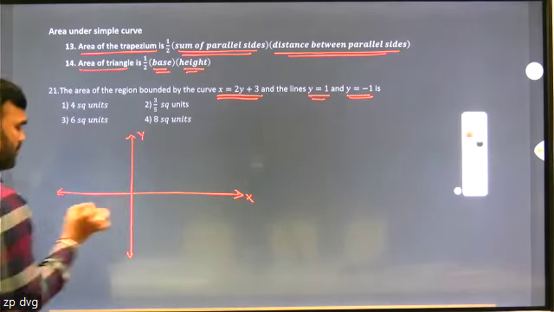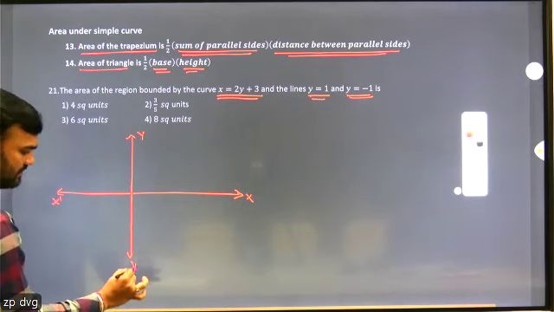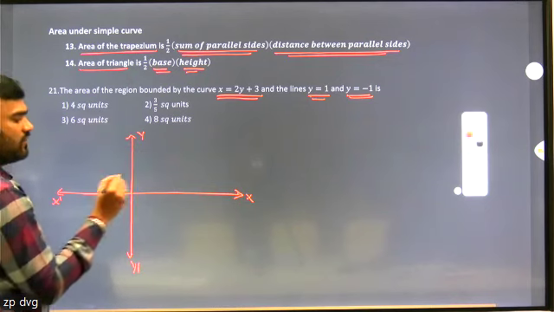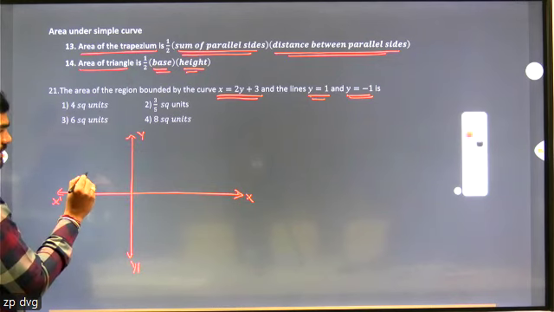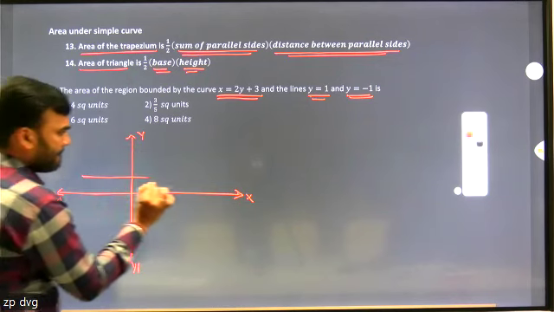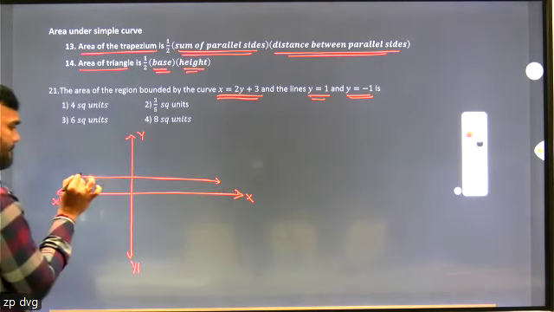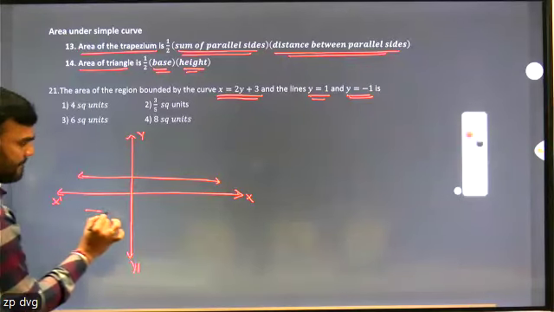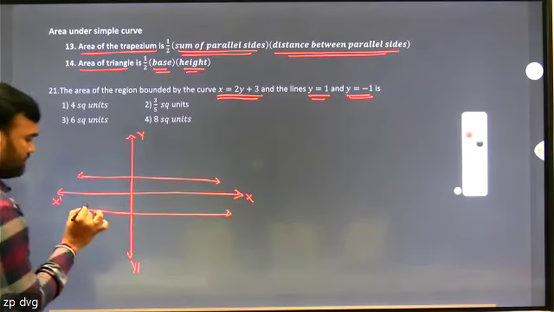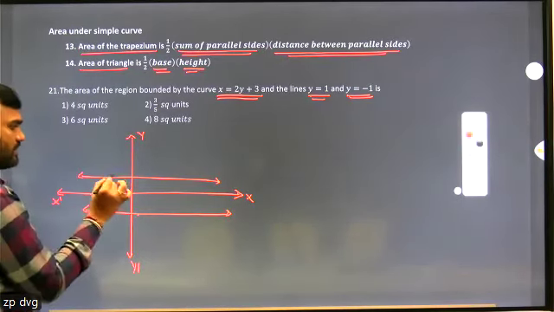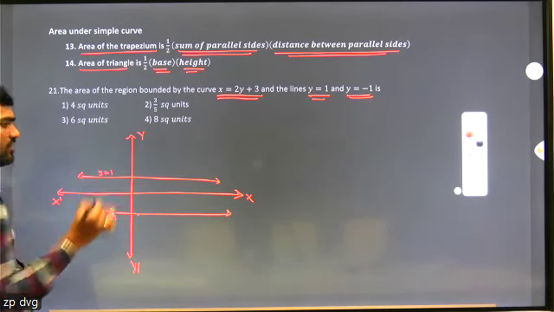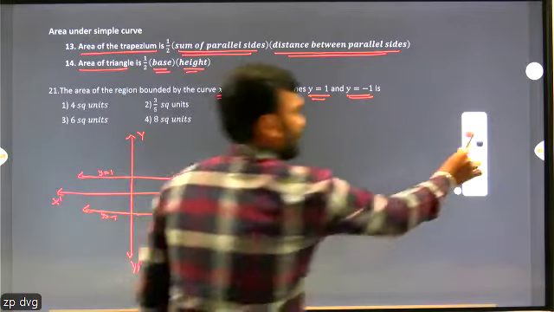X axis, y axis. After that, y is equal to 1. Where y is equal to 1 means here, this is y is equal to 1. Another one is y is equal to minus 1. This is y is equal to minus 1. This is y is equal to 1.